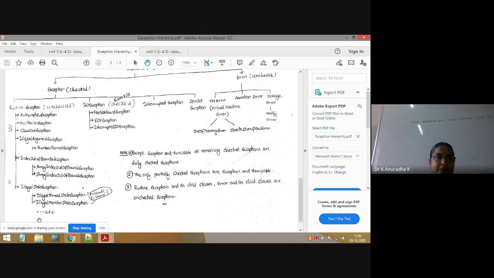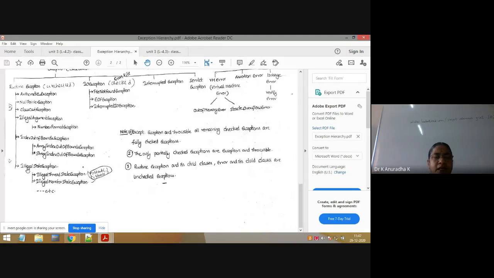So under runtime exception, we have arithmetic exception, null pointer exception, class cast exception, illegal argument exception. Like this, if you see this level. There is no space, that's why I have written like this. So these are the subclasses of runtime exception. Next, in the hierarchy, under illegal argument exception, we have number format exception. Under index out of bounds exception, we have array index out of bounds and string index out of bounds exception. And under illegal state exception, we have illegal thread state exception and illegal monitor state exception, like that, this hierarchy.